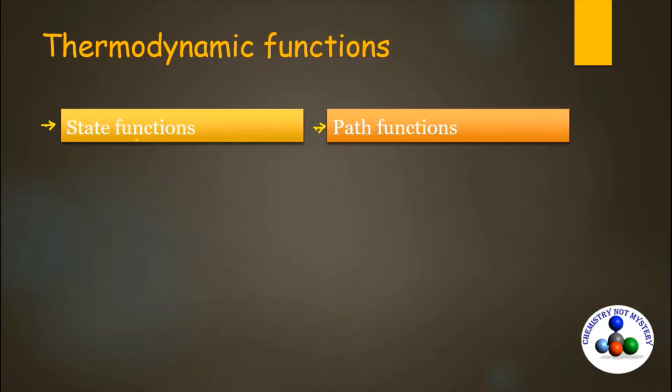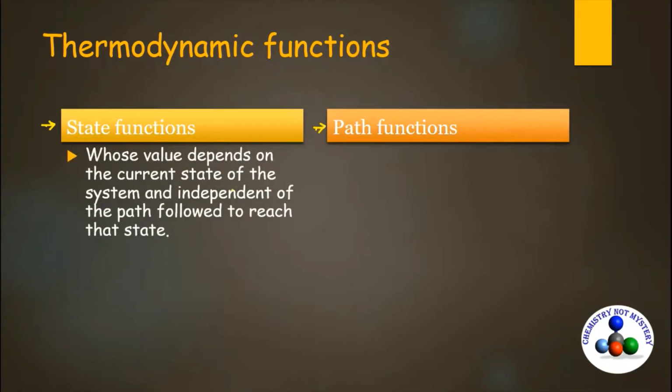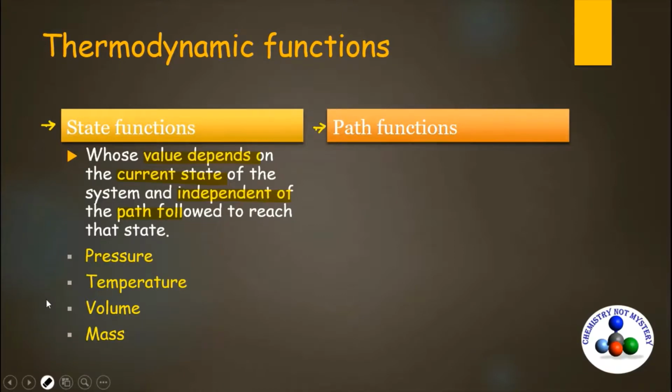State functions are those properties of a thermodynamic system whose value depends on the current state of the system and is independent of the path followed by the system to reach that state. For example, temperature, pressure, volume, or mass. For example, when you increase the temperature by 10 degrees centigrade, the final state of the system will gain 10 degrees centigrade more temperature. But it doesn't matter by which means you have increased the temperature. So that's why temperature is a state function.